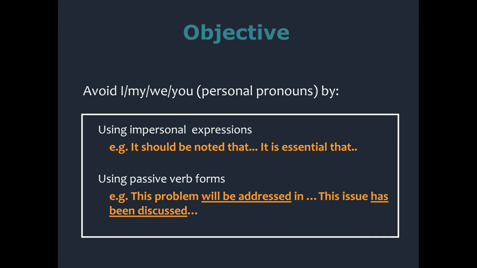Let's now take a look at the second aspect of academic writing, being objective. To do this, avoid personal pronouns, which include I, me, we, and you. To do this, you can use impersonal expressions. For example, it should be noted that, or it is essential that, and using passive verb forms. For example, this problem will be addressed, or this issue has been discussed.